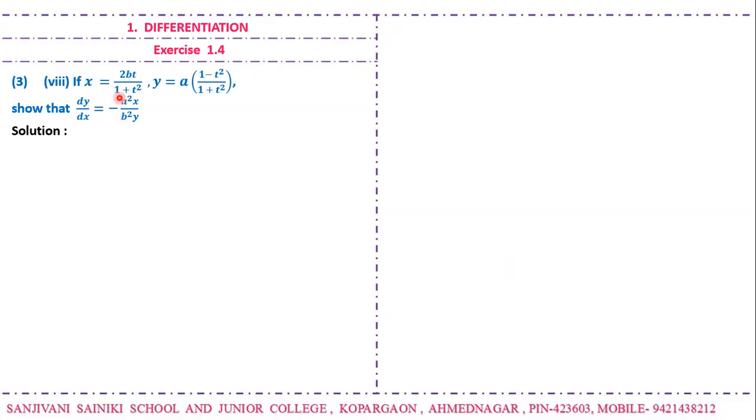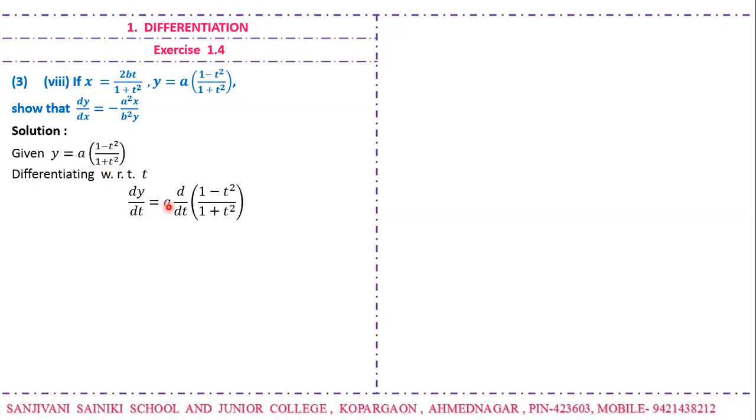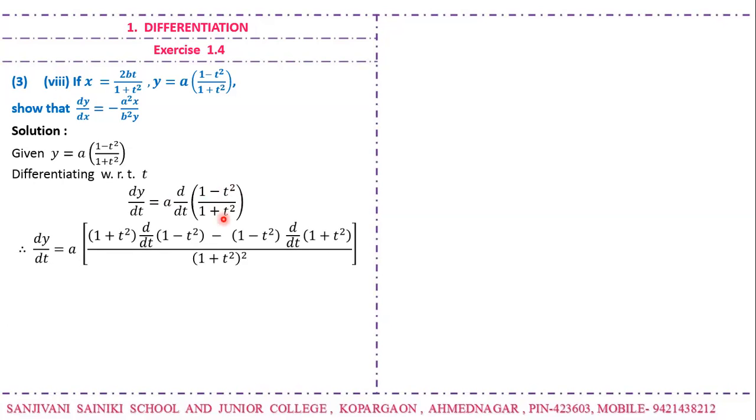Now x is 2bt upon 1 plus t square, y is equal to a in bracket 1 minus t square upon 1 plus t square. And we have to show that the derivative is minus a square x upon b square y. Now take y, differentiate with respect to t. a is constant, so we can keep it outside. Derivative, how to find derivative? Use quotient rule. Denominator square, denominator as it is, derivative of the numerator minus numerator as it is, derivative of the denominator. This is called quotient rule. Derivative of 1 is 0, derivative of t square is 2t. Derivative of 1 is 0, derivative of t square is 2t.